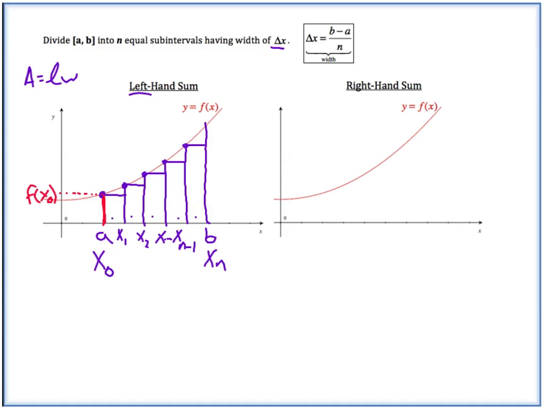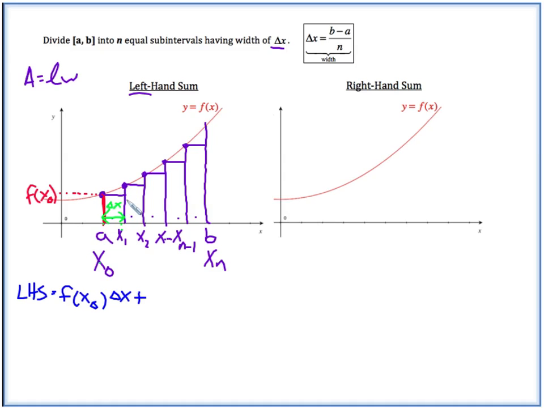Now, what is the width of the rectangle? Okay, well, the width is actually going to be what we call delta x. And it's going to be the difference in these two x values, x sub 0 and x sub 1. Okay, so from this information now, we can go ahead and come up with an approximation for our left-hand sum. And I'm going to abbreviate this as LHS for left-hand sum. So our first rectangle here is going to be f of x sub 0 times delta x.